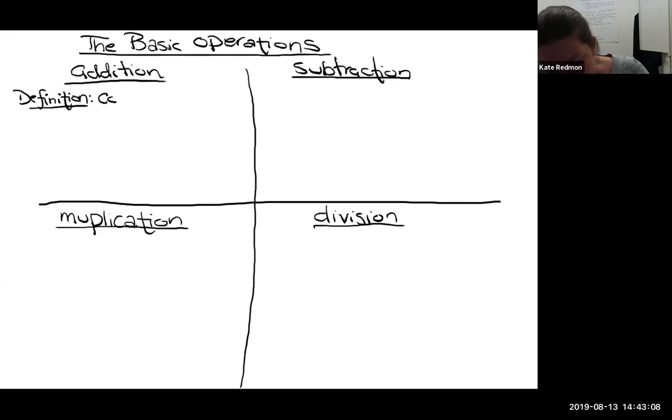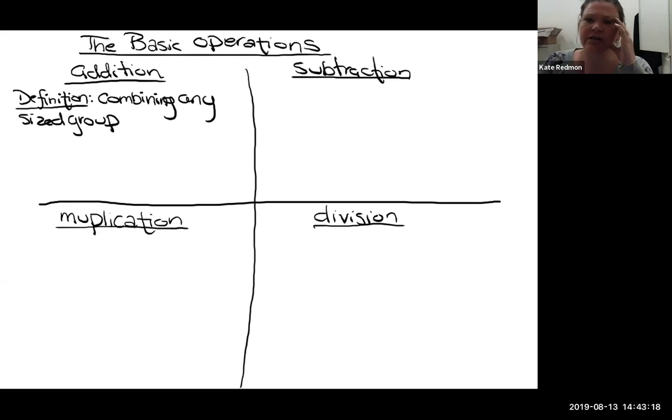When we're adding, we're combining any size group. For example, we're just putting things together, and the groups could be any size. I could have a group of 5 and a group of 11. Put them together, boom, I've added. I can have a group of 34 and a group of 82. Put them together, boom, I've added.